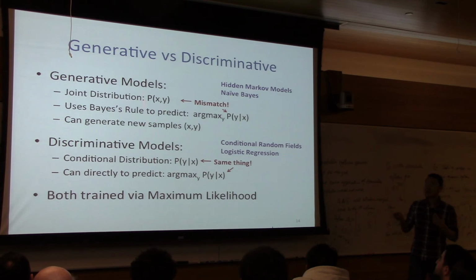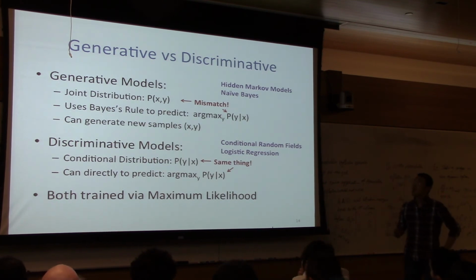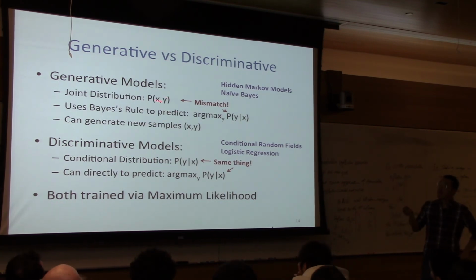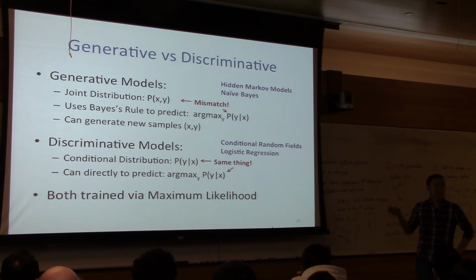And both models are trained via maximum likelihood, right? If you define a generative model, you maximize this probability on your training set. If you define a conditional model, you maximize this probability on the training set. For logistic regression, that's equivalent to minimizing the log loss, mathematically.